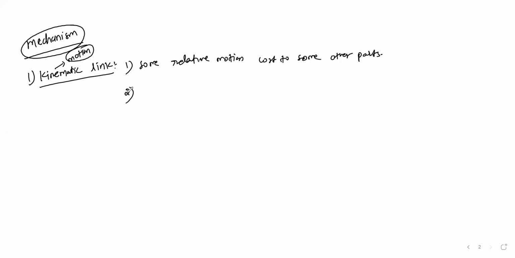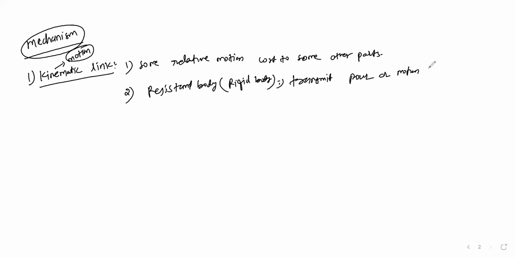The second point is it should be a resistant body. Resistant body means it should be a rigid body that can transmit power or motion from one link to another link. It should not be flexible. The link could be any type of link.